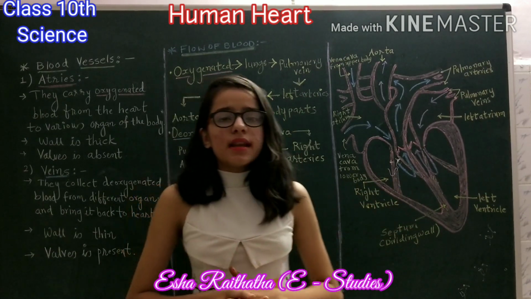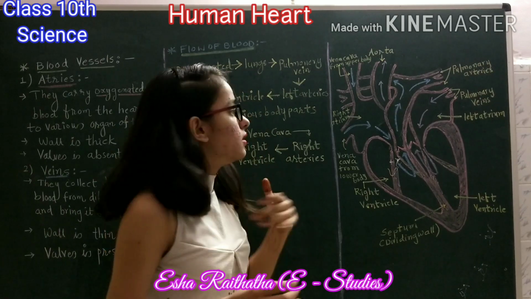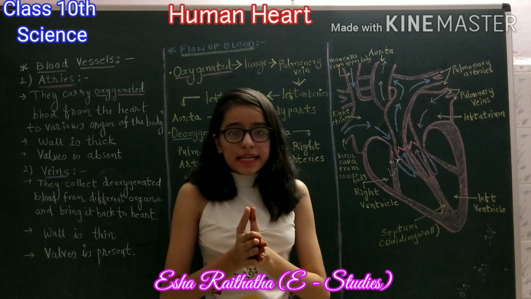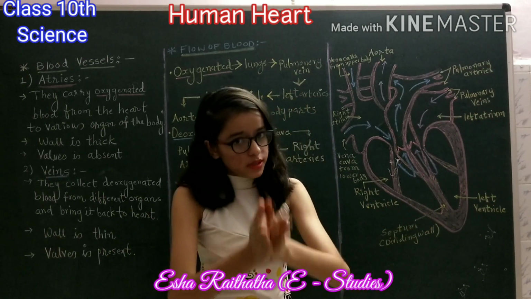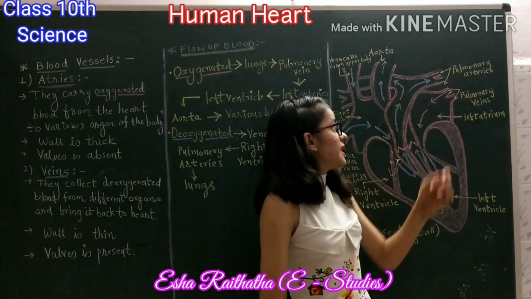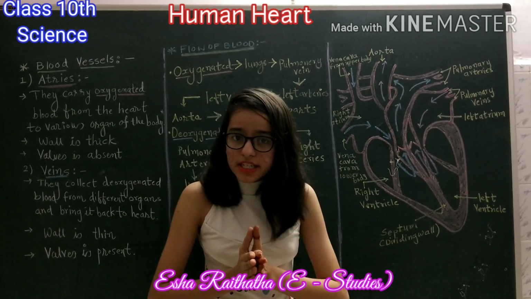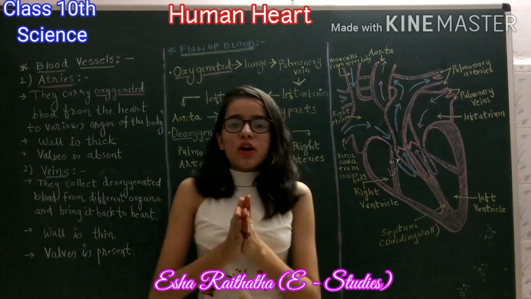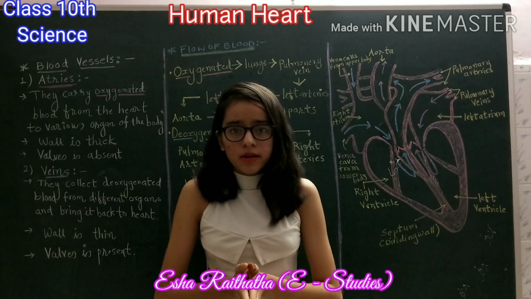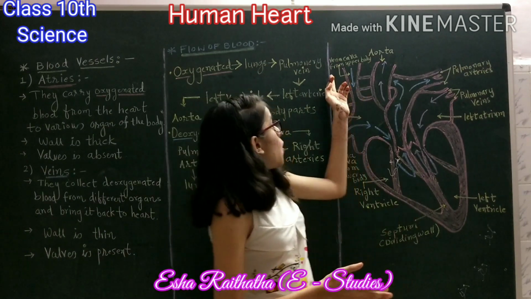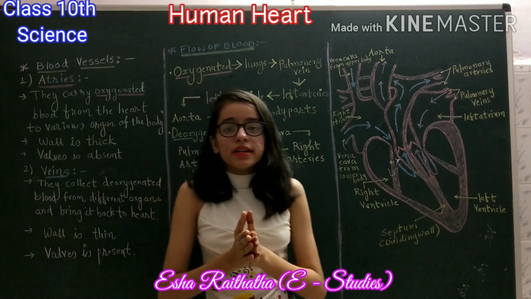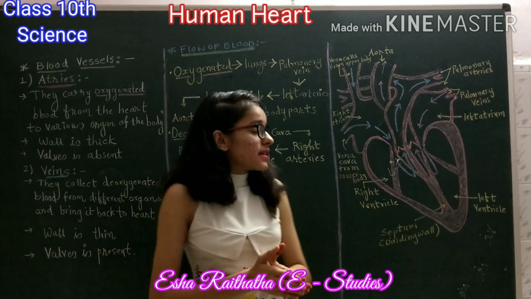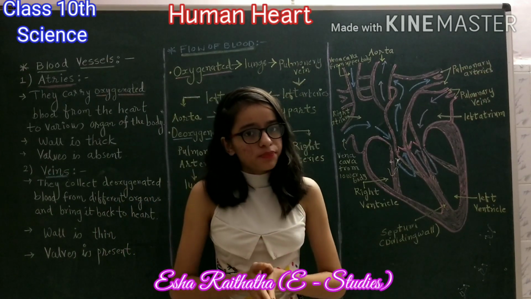Now let's learn about the vessels present in the heart. It is the pulmonary veins which carry oxygenated blood from the lungs to the heart. Here is the pulmonary artery which carries deoxygenated blood from the heart to the lungs. Here is the aorta which carries oxygenated blood to the whole body. Here is the vena cava from the upper side. It carries the deoxygenated blood from the upper side. And here is the vena cava that carries the deoxygenated blood from the lower side.